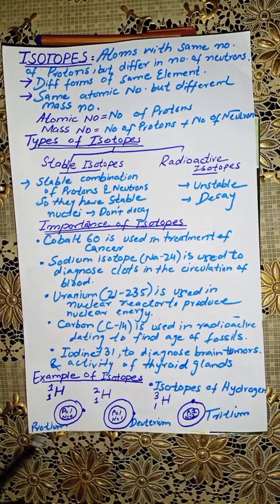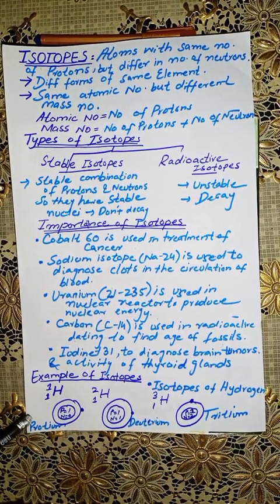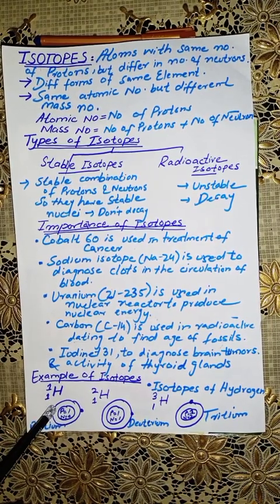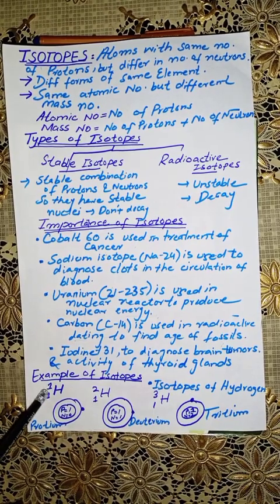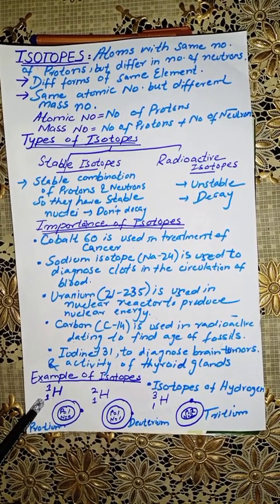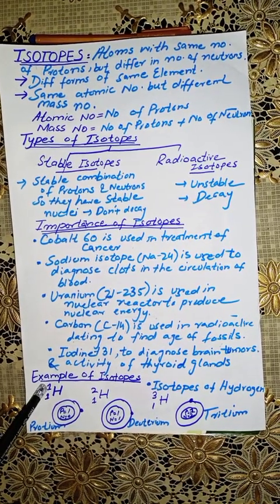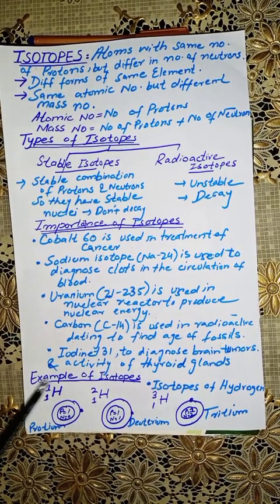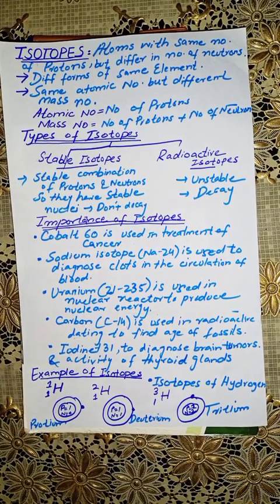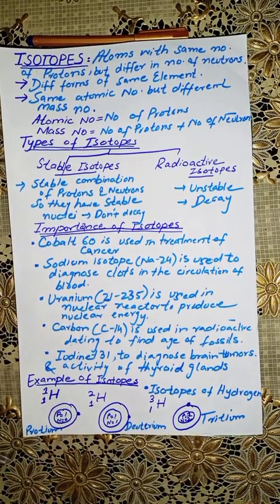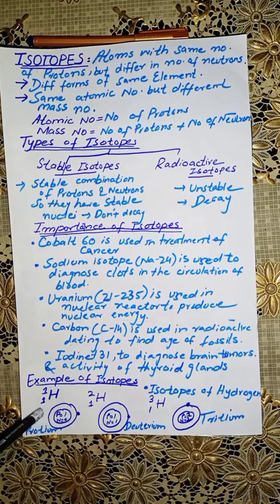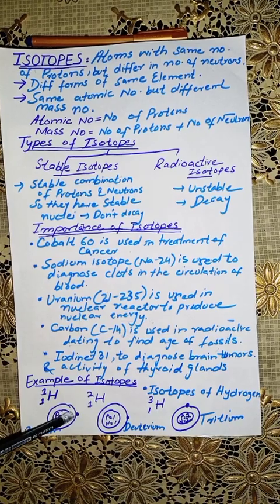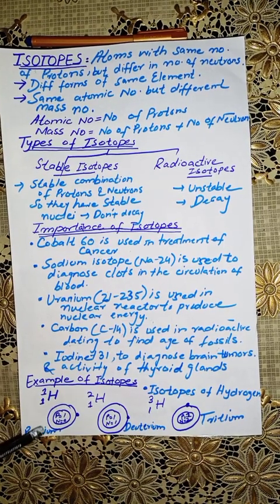First of all, let's discuss protium. The symbol of protium is H, as hydrogen is denoted by H. It has atomic number 1 and mass number 1. Atomic number tells us the number of protons, and mass number tells us the number of protons plus the number of neutrons. As the numbers of protons and electrons are equal, protium has one proton and one electron, but it has zero neutrons.